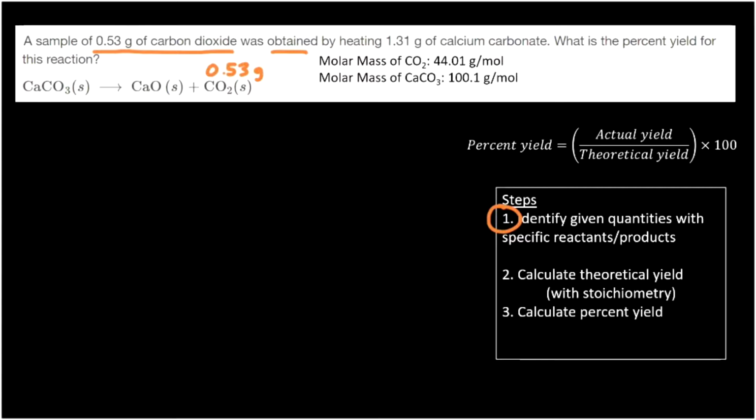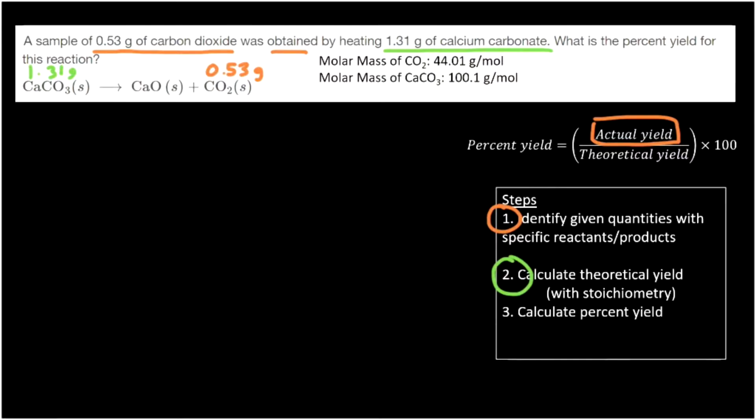So we were given 0.53 grams, that goes with CO2. And remember, what we actually have there is our actual yield. So our actual yield is given to us as our 0.53 grams. Okay, and then we also know we have 1.31 grams of calcium carbonate, and that's going to go right over here, 1.31 grams. Cool. All right, so that's step 1. Step 2 is calculate the theoretical yield with stoichiometry. How do we do that?